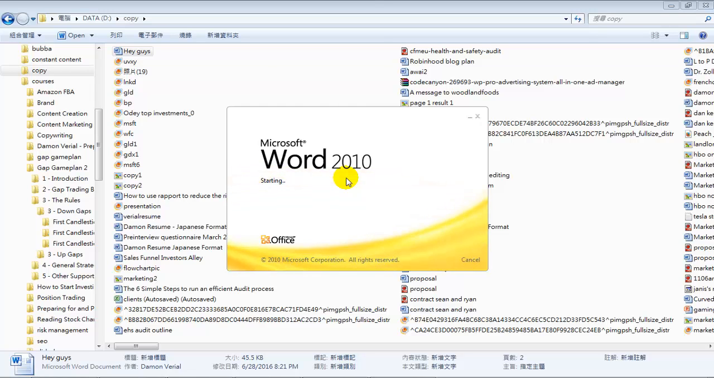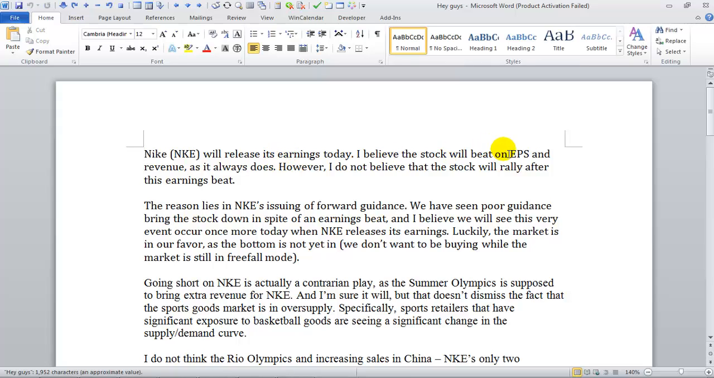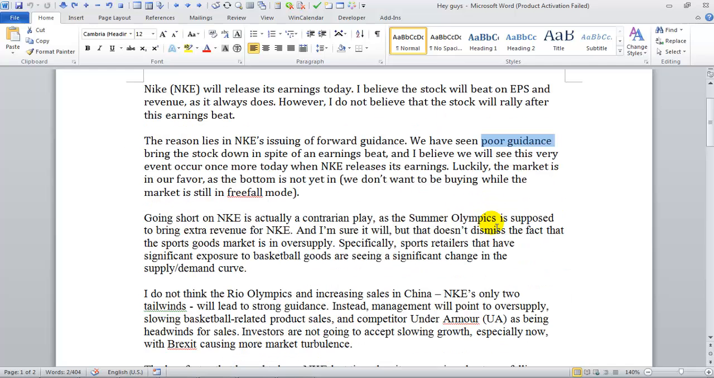Now, the one I sent out yesterday, and it's a little too late to play this now, was on Nike, which just reported, and it's the same situation for Nike as we just saw for FedEx. It beat on earnings, it beat on EPS, but the stock fell because of poor guidance. Now, what I told my subscribers to do is expect a beat on EPS, but also expect guidance to drag the stock down.